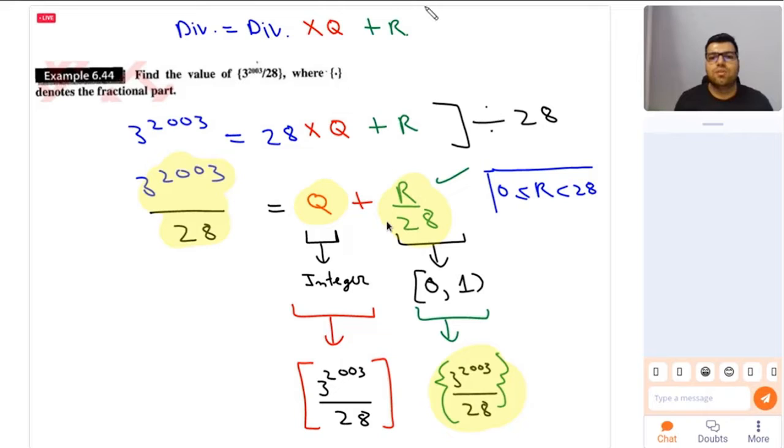So all we have to do is find the remainder R and divide it by 28. That will be our answer. If there is a fractional part like this, you just break it using dividend equals divisor into quotient plus remainder, so that you are sure the fractional part value is R by 28. So just calculate the remainder and divide by 28. I think this explanation is clear. Now I will proceed to solve this question. Just find the remainder and then divide it by 28.